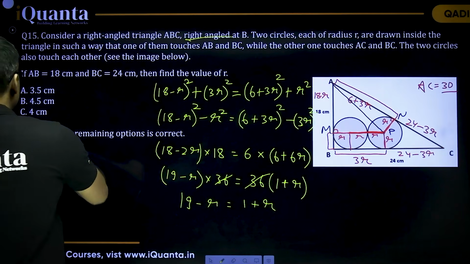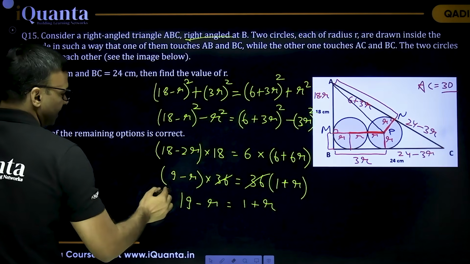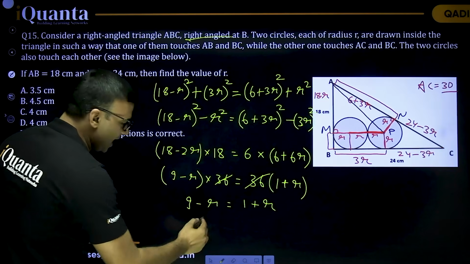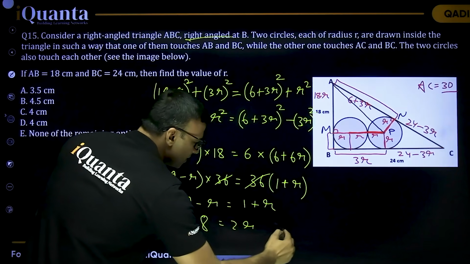Sorry, I think I have written it wrong. It is not 19, it is 9. Yeah, 9 minus r is equal to 1 plus r. So what do you see? 8 equal to 2r. Oh, so r is equal to 4.